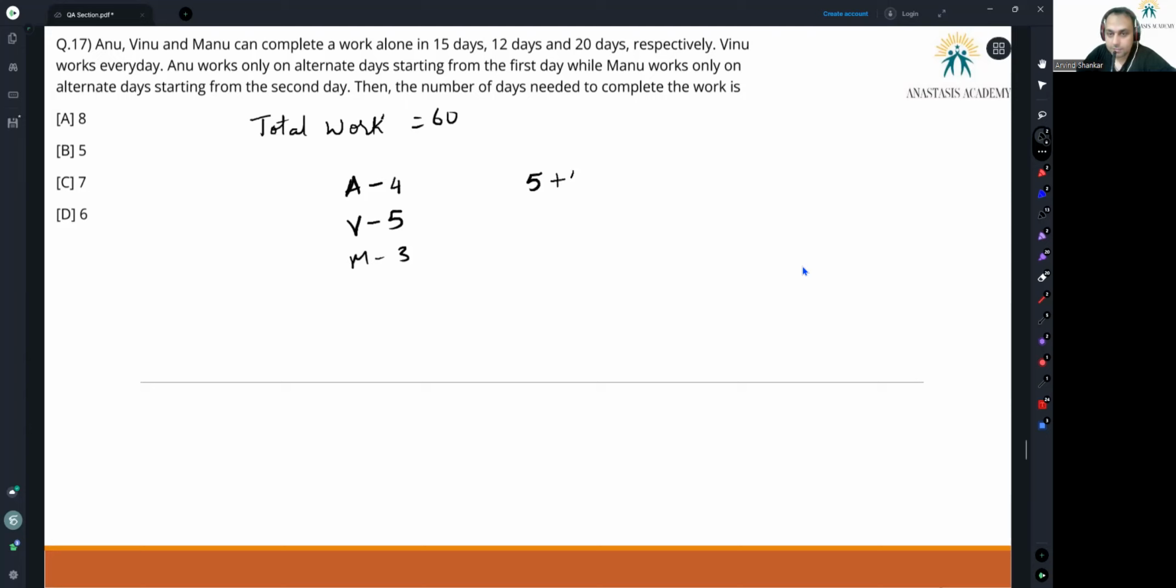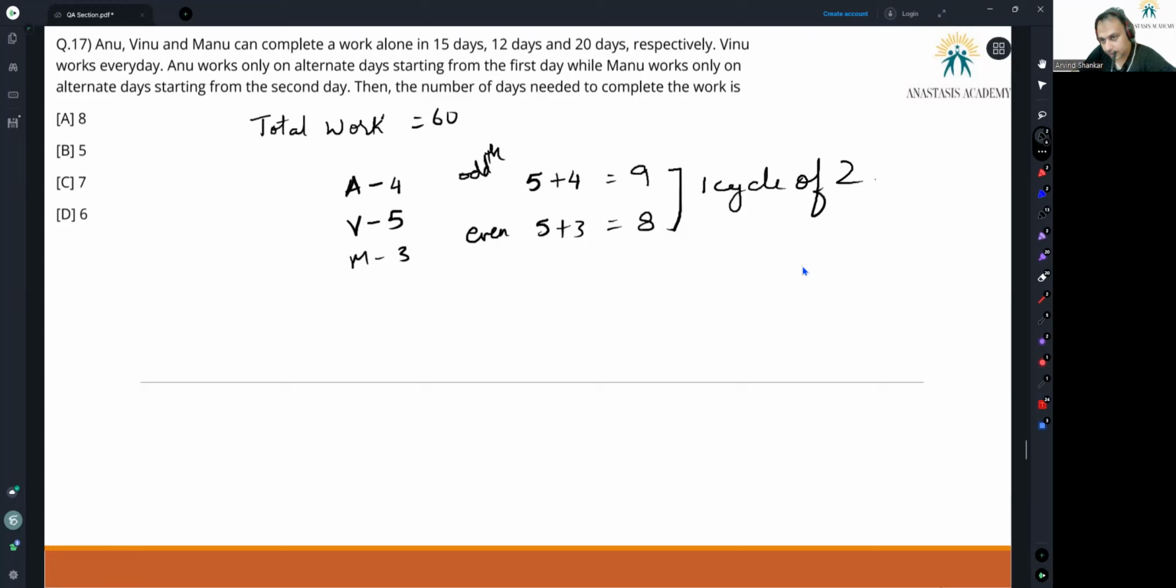So on the first day, 5 plus 4 is happening. And Manu works only on alternate days starting from the second day. So on an odd day, 5 plus 4 is happening. On an even day, only Manu and Vinu are working, so 5 plus 3. On an odd day, the rate of doing work is 9. On an even day, the rate of doing work is 8. So in one cycle of 2 days, 17 units of work get done.